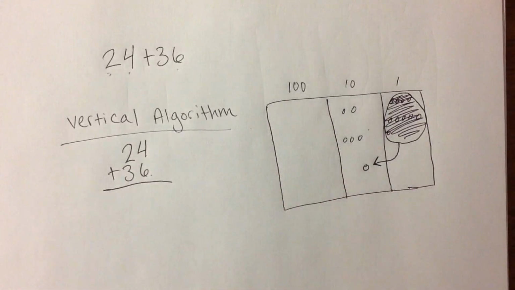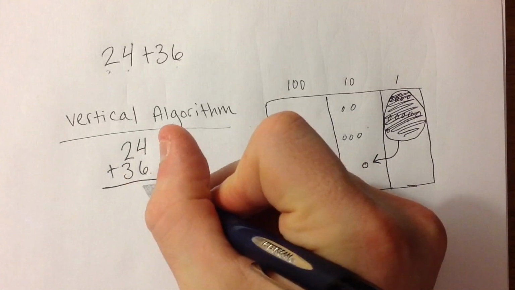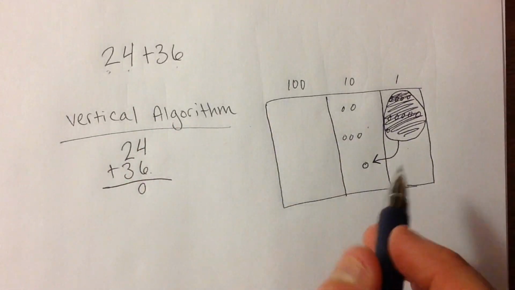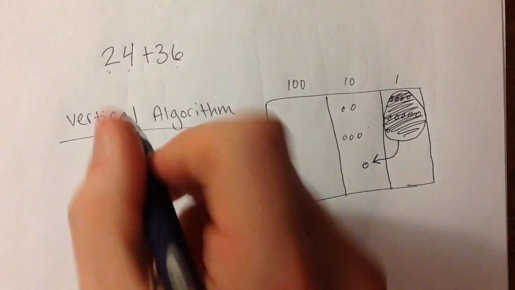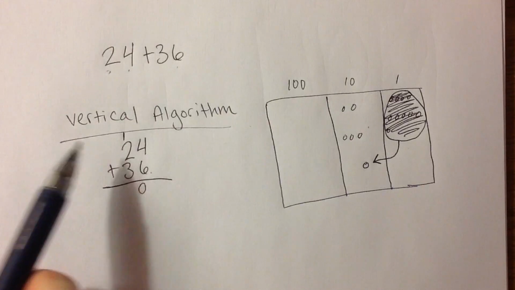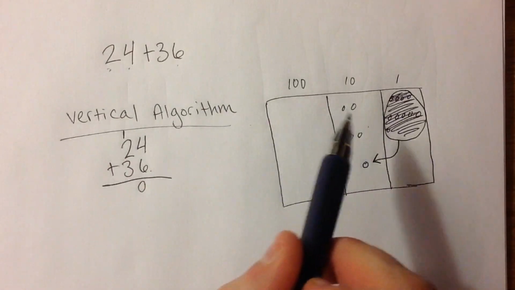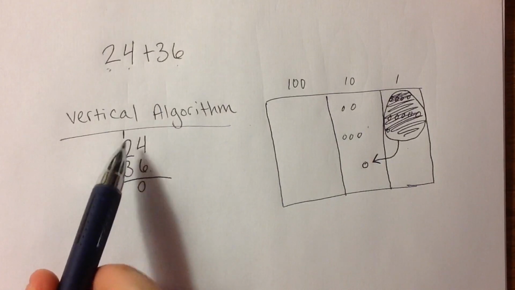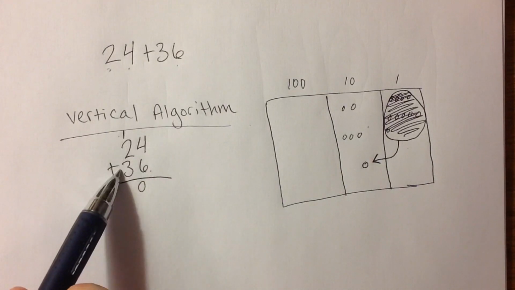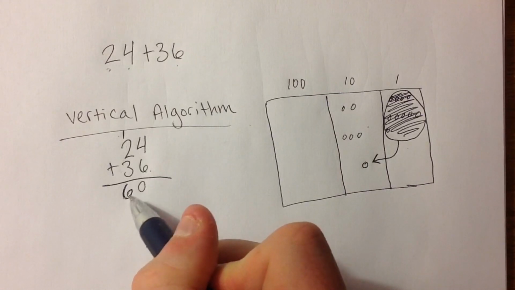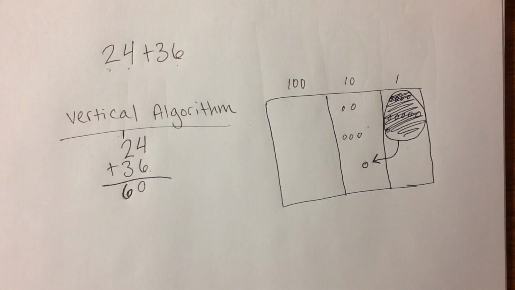The way we represent that in the vertical algorithm is by writing a 0, because right now we have no ones left, and now we've added 1 ten. So we're going to put that 1 up here. At this point, we just add them all together. 1, 2, 3, 4, 5, 6. We've got 6 tens and 0 ones in our vertical algorithm.